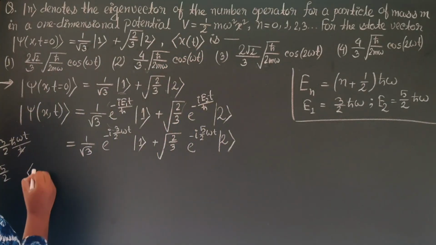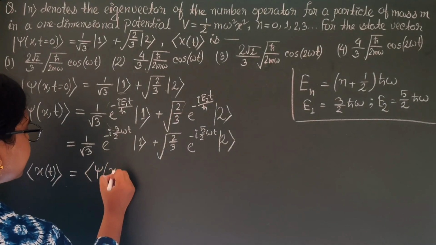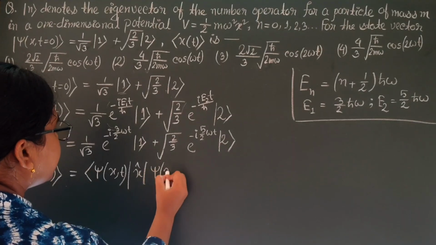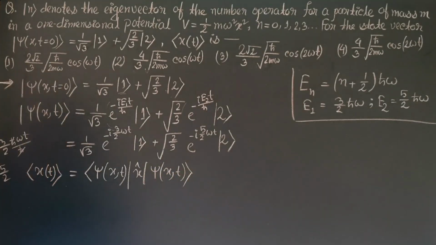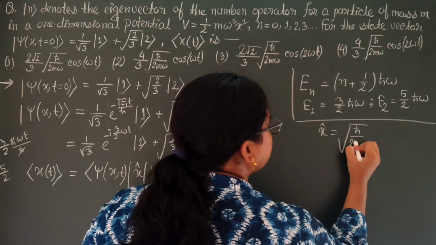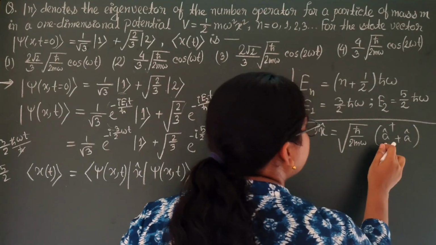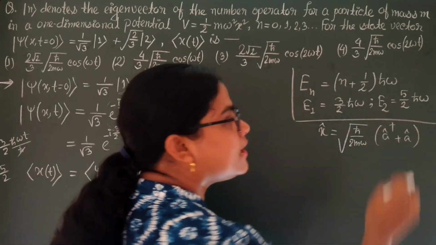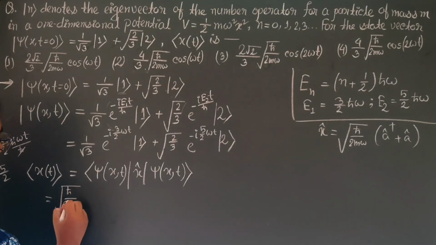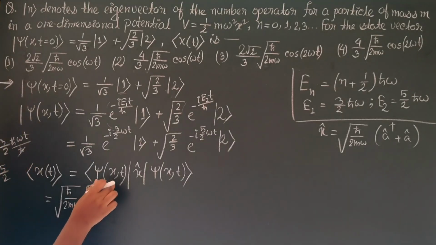So the expectation value of x(t) will be bra psi(t), x operator, ket psi(t). And for the harmonic oscillator, the x operator is root under h cut by 2m omega times (a dagger plus a), where a dagger is the raising operator and a is the lowering operator. Put the value root over h cut by 2m omega. This is ket psi(t), and this is bra psi(t).